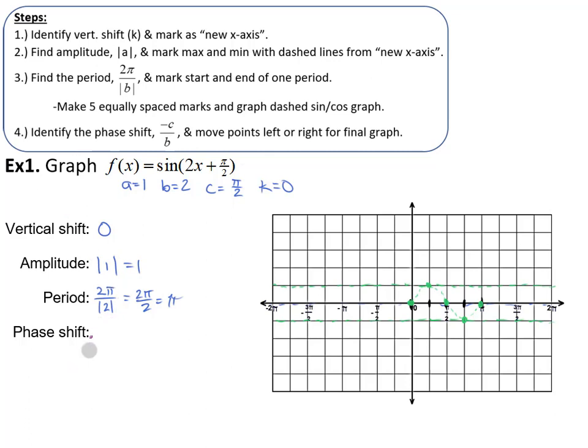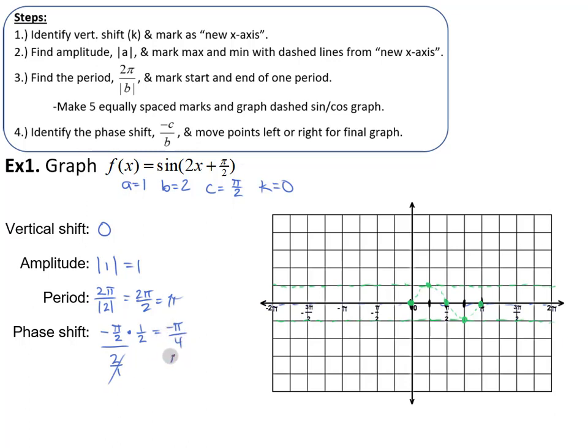Okay, what we need to do is find, is there a phase shift? And whether or not there's a C value will tell me if there's a phase shift, and there is a phase shift. And to calculate it, we need to do the opposite of C, so the opposite of pi over 2 divided by B, which is 2. Now, this does look pretty complicated here, but when you're dividing by a fraction, and you can just make this 2 over 1, it's the same as multiplying by the reciprocal. Dividing by 2 is the same as multiplying by 1/2. Multiplying top times top and bottom times bottom, we get pi over 4.